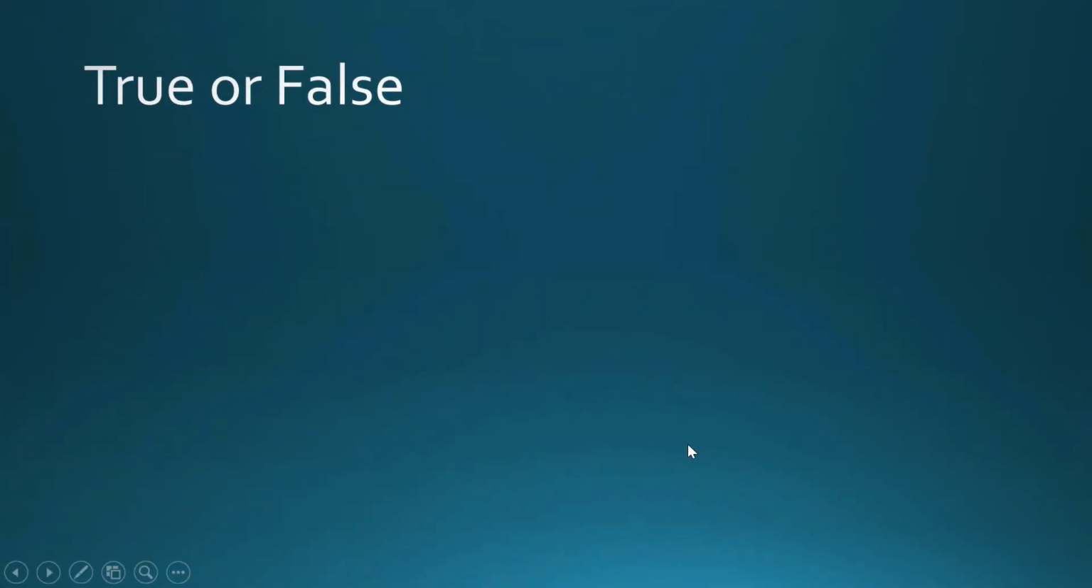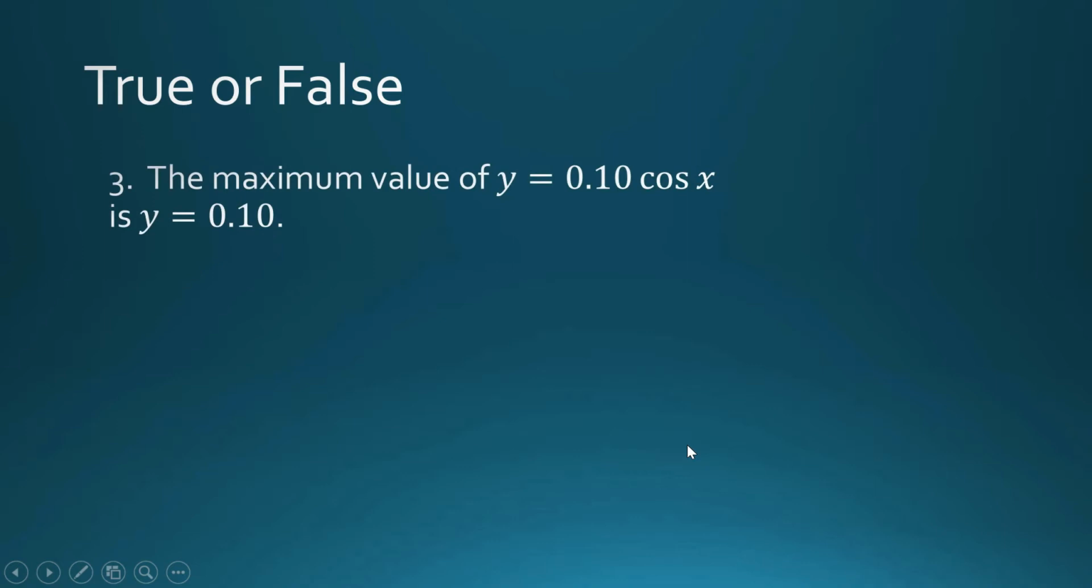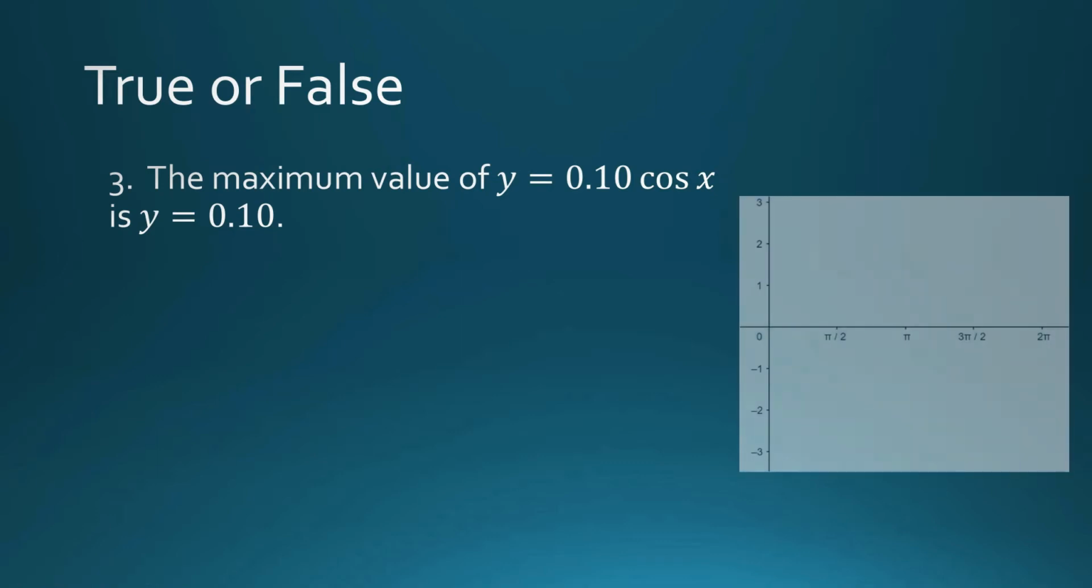Number 3. The minimum value of y is equal to 0.10 times cosine of x is 0.10. No, the maximum value of y is equal to 0.10 times cosine of x is 0.10. Well, that is true. This one would result in contraction.